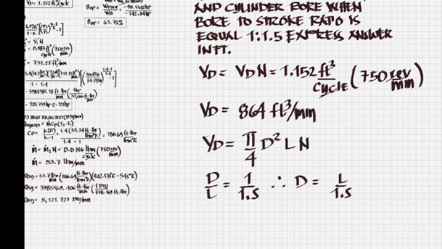Then I can substitute this into the equation, since our volume displaced is already given. So I can rewrite the equation here that BD is equal now to pi over 4, times the value of D, that will be L over 1.5. So I am going to square this one, multiply by the L, and I have my N, no?